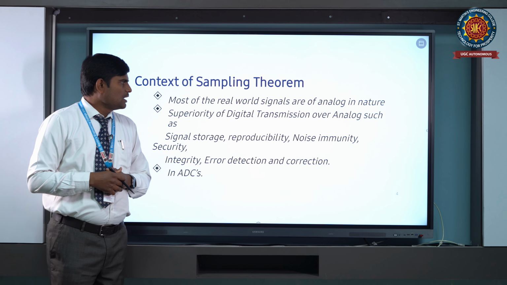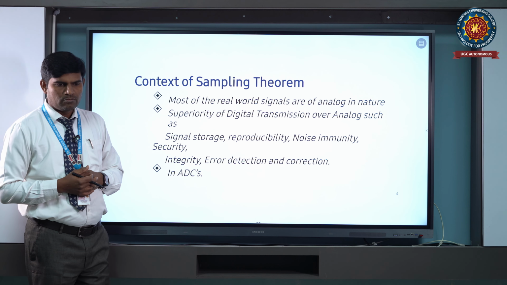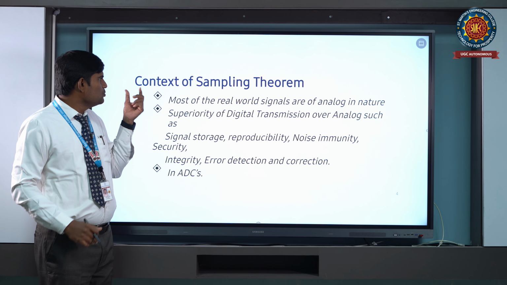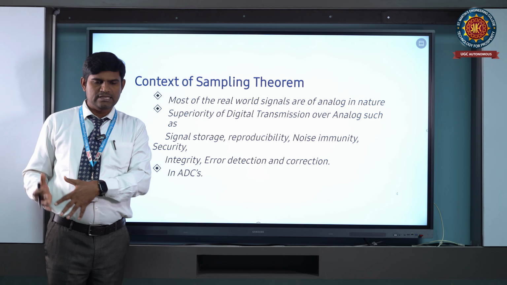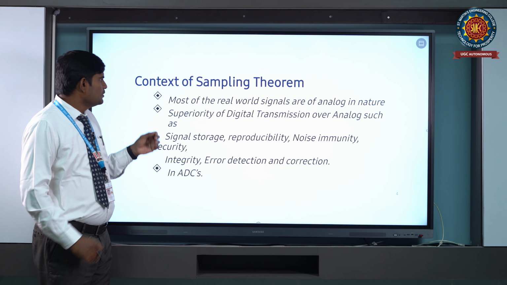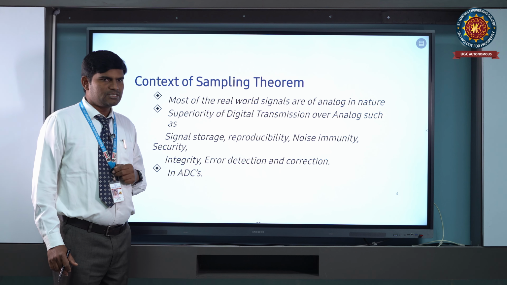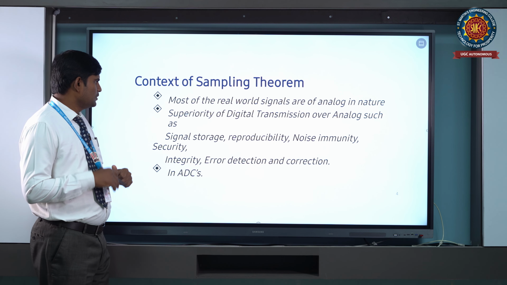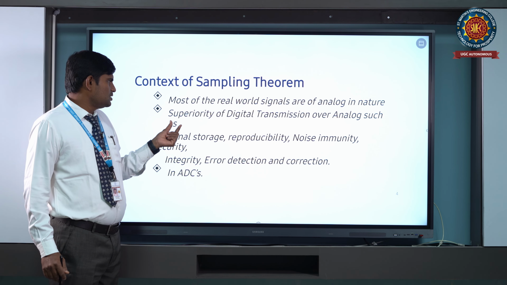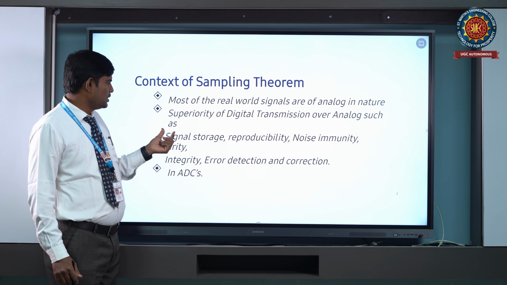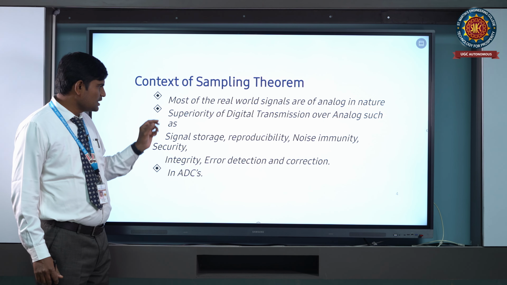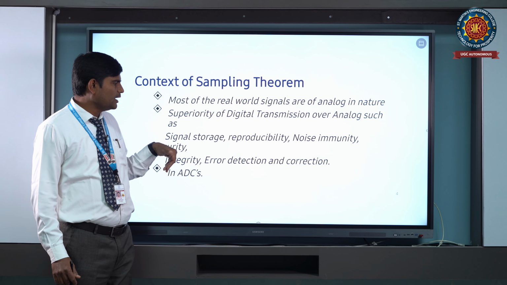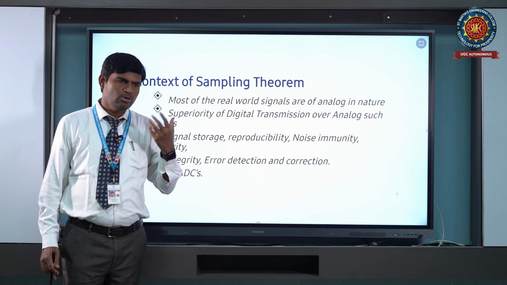Now coming to the context of the sampling theorem, why do we go for it? In order to gain the advantages of digital transmission, we use the sampling theorem as a bridge between analog signals and digital signals. Most real world signals are analog in nature. Therefore, to gain the advantages, we need to convert that analog signal into digital. Digital communication or transmission has advantages over analog communication, such as signal storage, reproducibility, noise immunity, security and integrity, and error detection and correction of the signals are also possible.